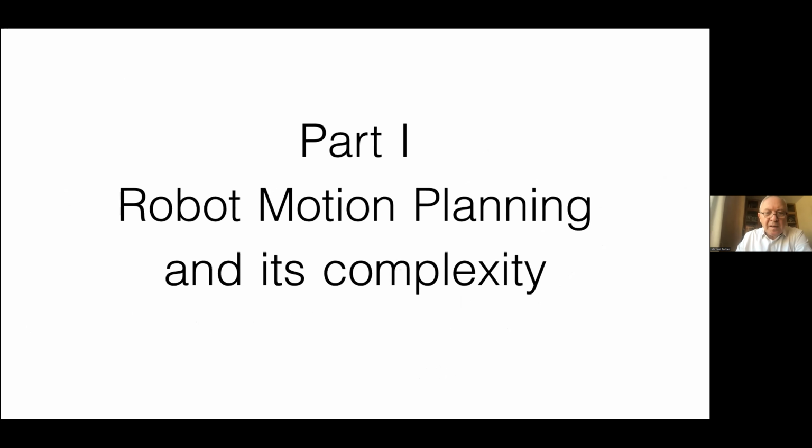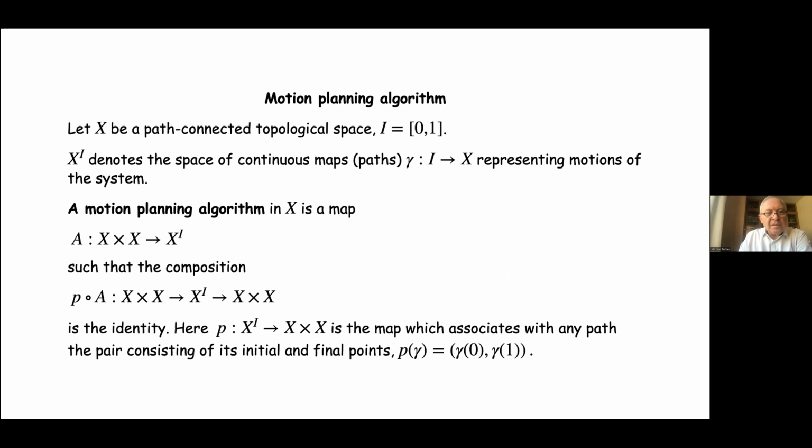So now I start part 1 of my talk, and it's called Robot Motion Planning and its Complexity. Okay, so let X be a path-connected topological space. As before, I understand it as the configuration space of my system. I will denote by I the closed interval [0,1], and the symbol X^I will denote the space of all continuous paths representing motions of the system.